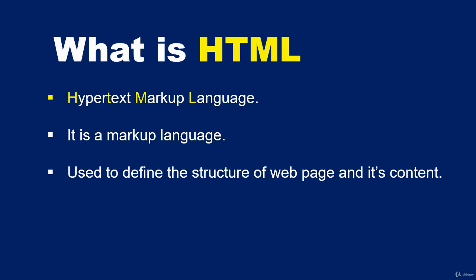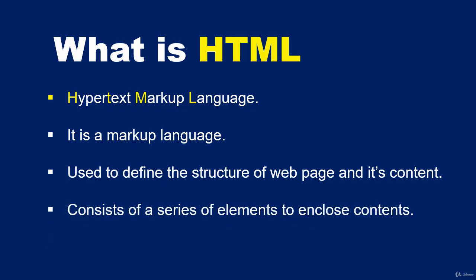For example, the content could be structured within a set of paragraphs, a list of bulleted points, or using images and data tables. HTML consists of a series of elements which is used to enclose or wrap different parts of the content to make it appear a certain way or act in a certain way.